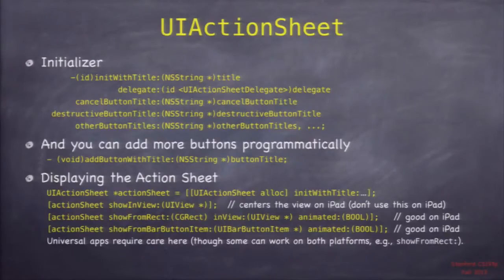So this is what iBooks does. You select a word and you say define, it'll make a little popover. That's not an action sheet, but it'll make a little popover. So you can do the same thing with action sheets. Okay, so on the iPad you're going to use show from rect, show from bar button item. On the iPhone it almost doesn't matter which one you use, it's going to come up from the bottom.